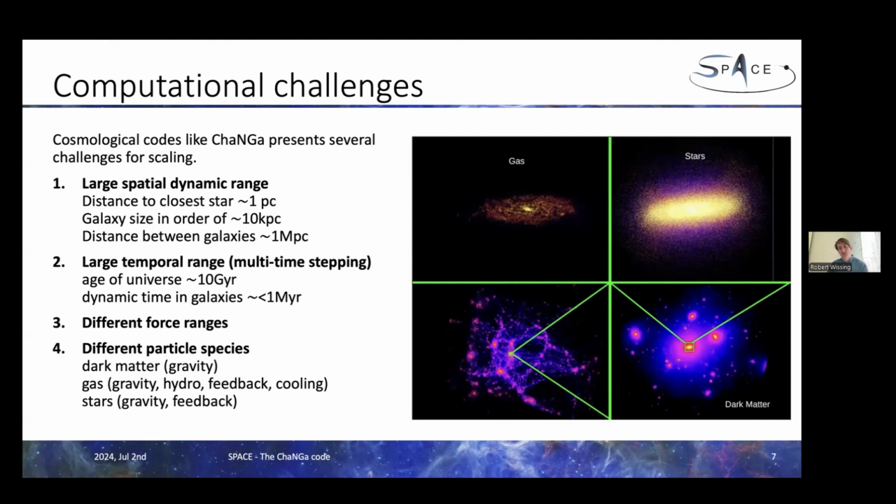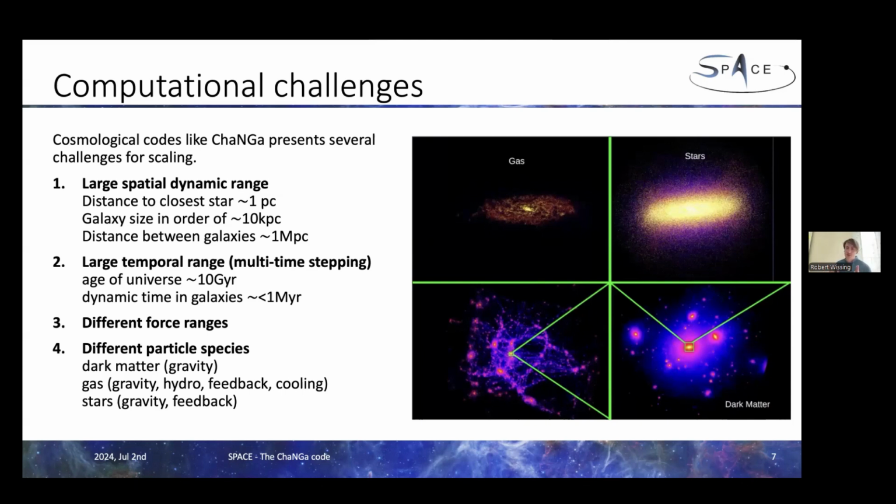And there are also different force ranges. You have hydrodynamics, which works very locally, but then you have gravity, which works both locally and at very long range, across the whole simulation. And there are also different particle species that we have to model: dark matter, which only interacts with gravity; gas, which has gravity, hydro, feedback, and cooling; and stars, which have gravity and feedback.